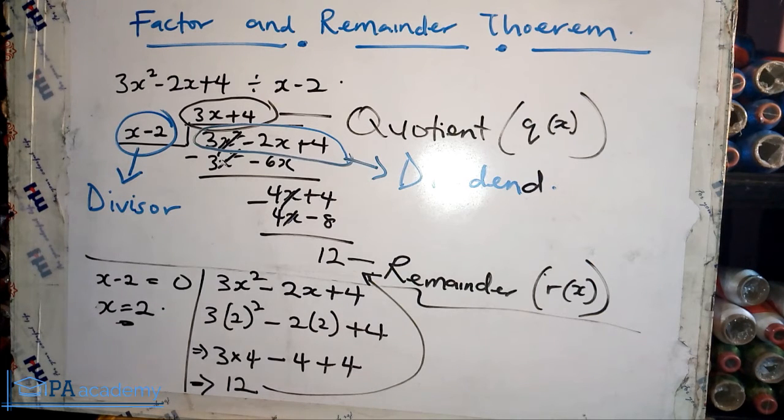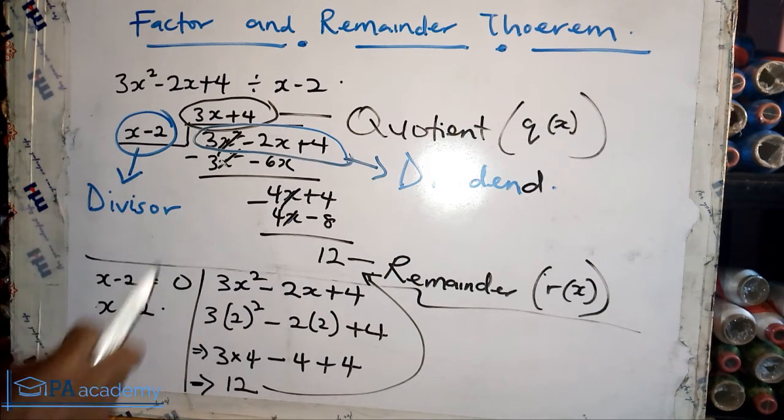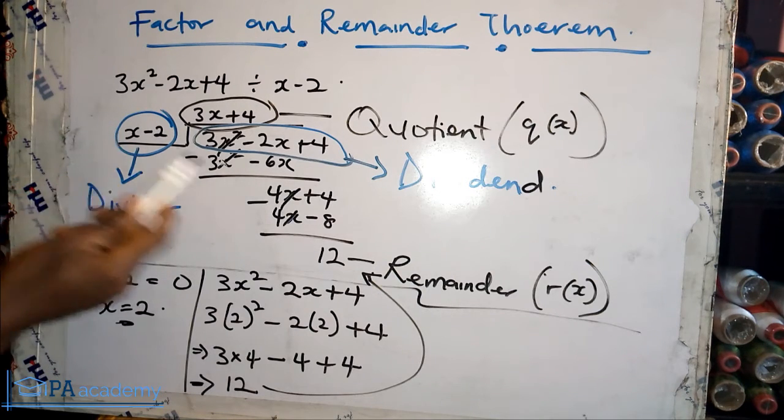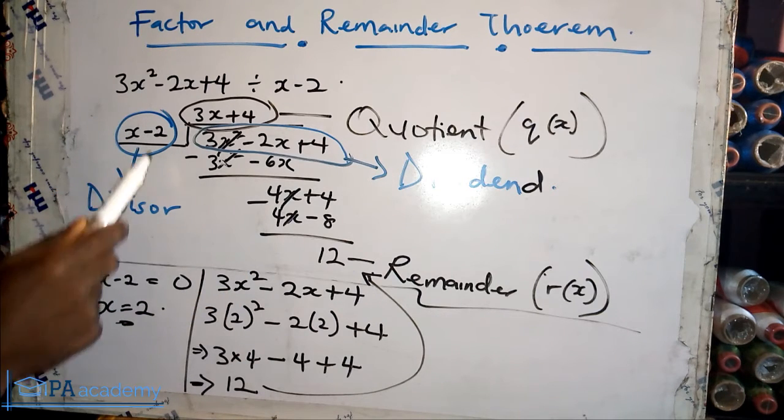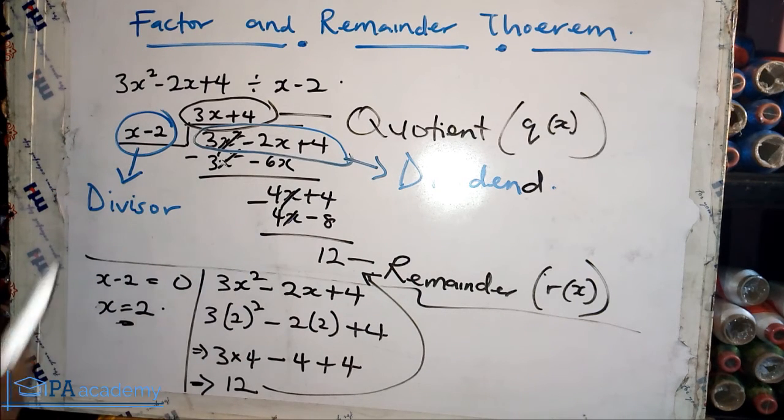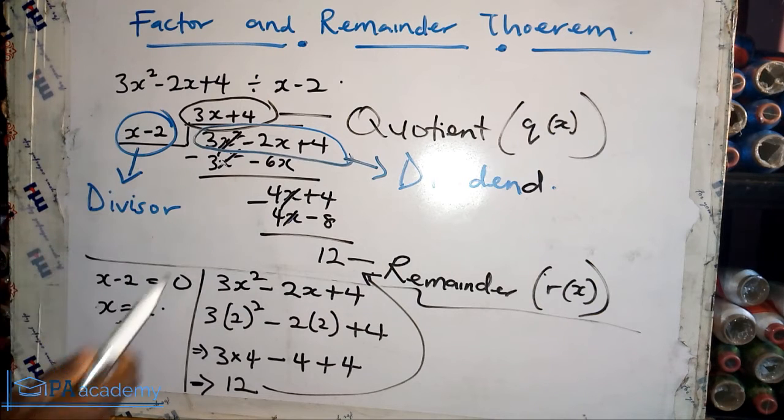So that is what the remainder theorem is all about. By the time you equate the divisor to 0, you get the value of x. Then you substitute that value of x, in this example it was 2, into the dividend. With that, you'll be able to get the remainder. So now let's look at the factor theorem.